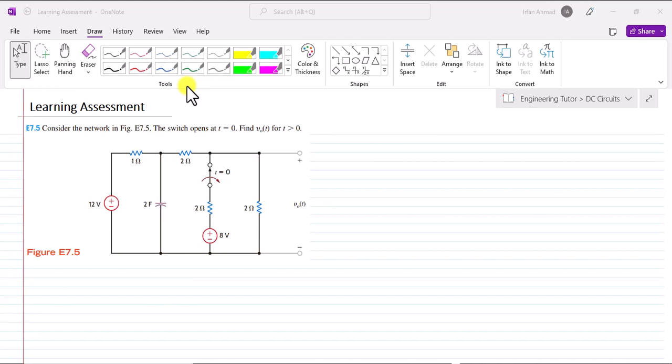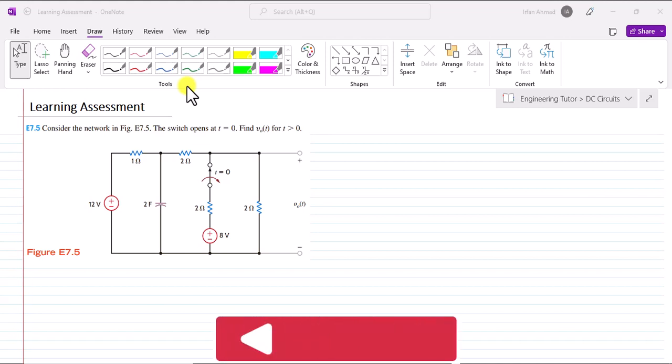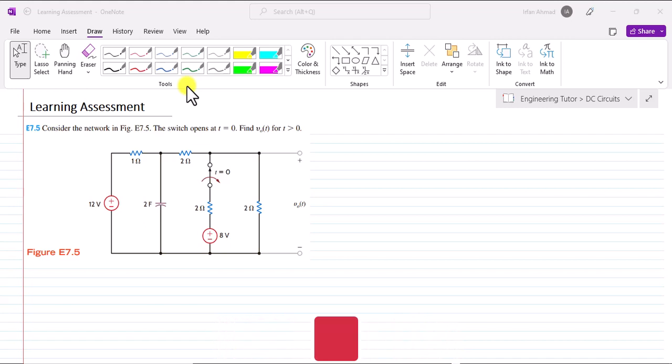Hi students, so today we are going to talk about the transient circuits in which we have the storing element as the capacitor here. So in this circuit we have to find the expression for the V naught of t for time greater than 0 when the switch opens at t equal to 0. Okay, so that is the scenario, and here we have to analyze the circuit.